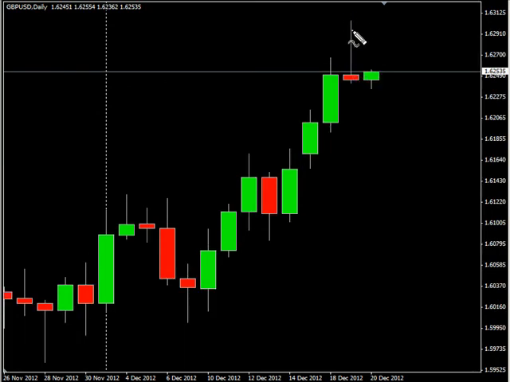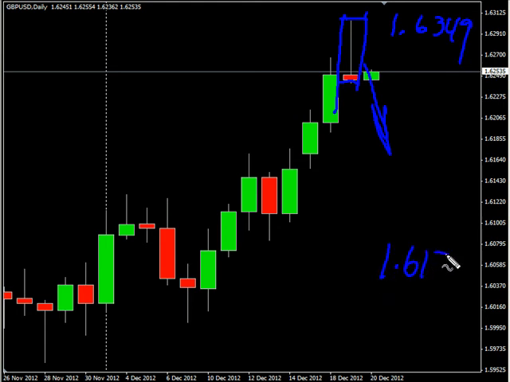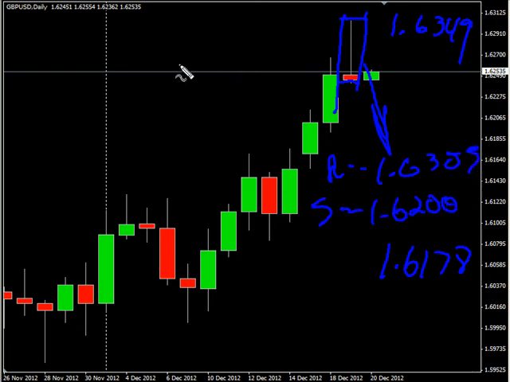Now the pound US dollar pair, it surged up as well, closed a little bit further down. It's a reversal bar as well. Look for it to head to the downside during this next session. However, it could go as high as 163.49, possibly as low as 161.78. Look for some resistance around 163.05 and look for some support around 162.00.